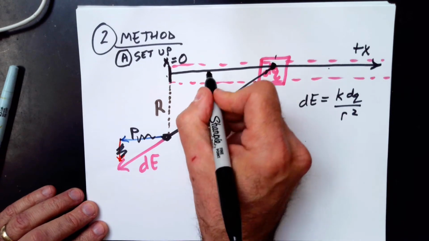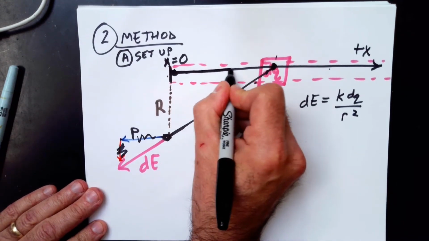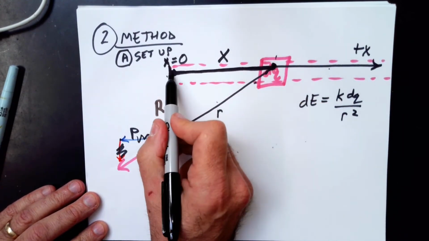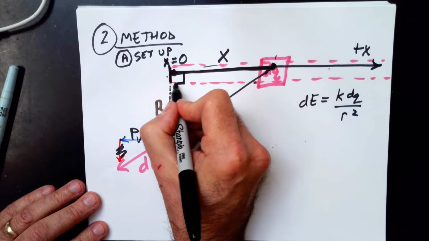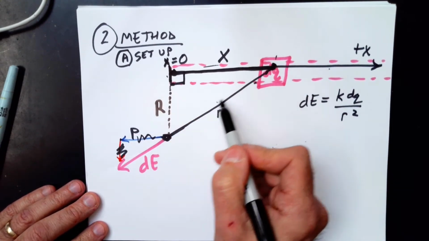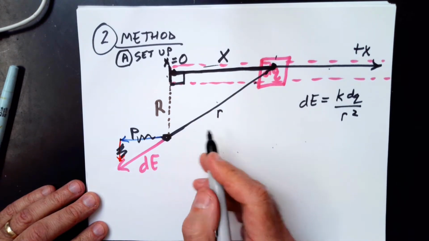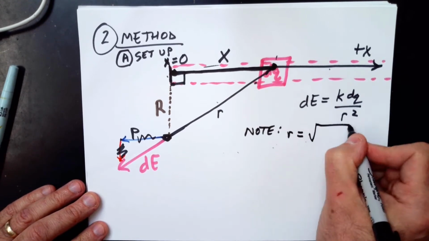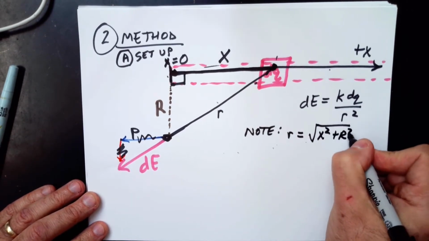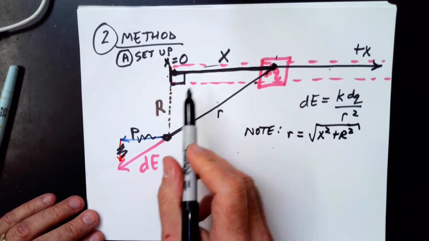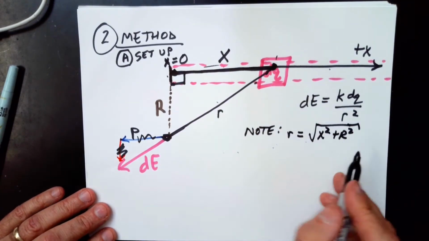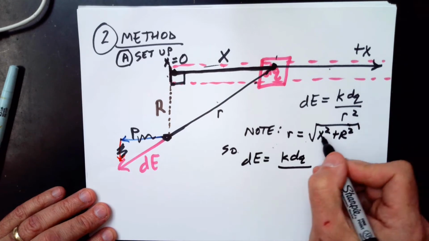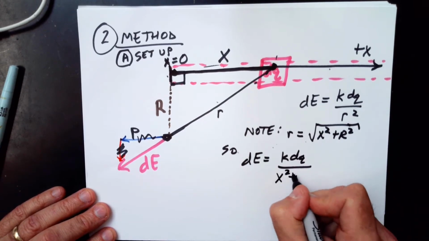And since this is x equals 0, that means this distance here, from here to here, is x. So now x is not only a position, it's a distance, since that is x equals 0. So look what I've created. I've created a right triangle with r, little r, as the hypotenuse. So note, r equals the square root of x squared plus capital R squared. The hypotenuse equals the square root of this side squared plus that side squared. Pythagorean theorem. So dE would be k dq, and instead of r squared, we're going to take this and square it, and conveniently that winds up being the x squared plus capital R squared.